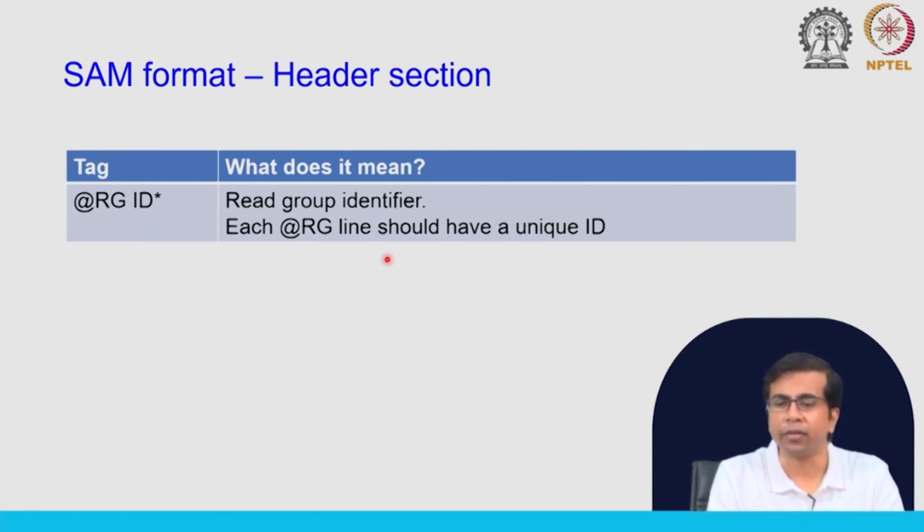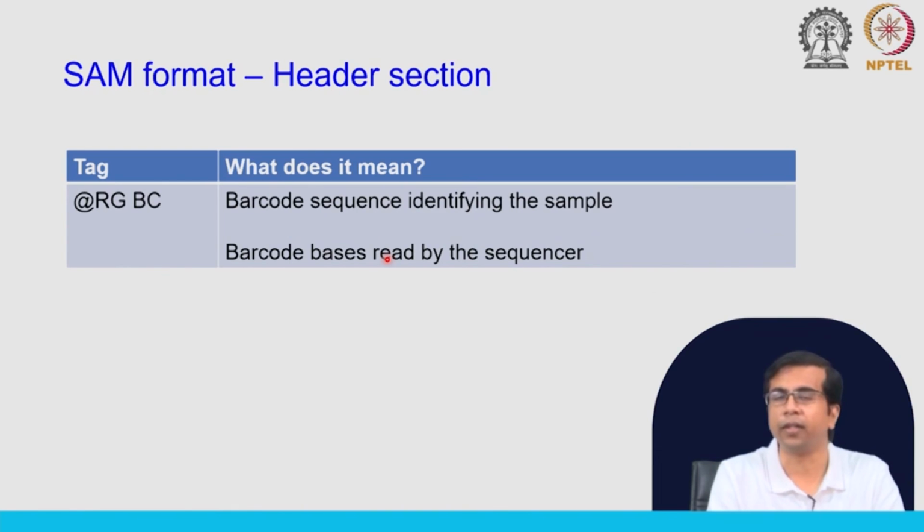So these fields you will not see very often, but in case you see them, you know how to interpret this. Of course, you cannot remember all the details, but you now understand how to interpret these fields if you see them in your SAM file. Okay. Then you have @RG BC.